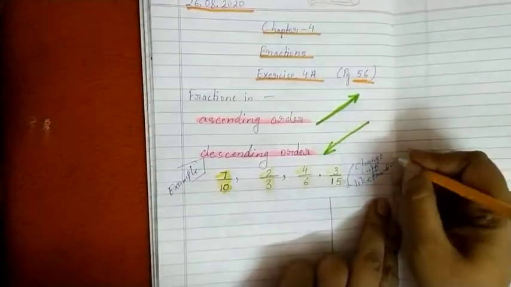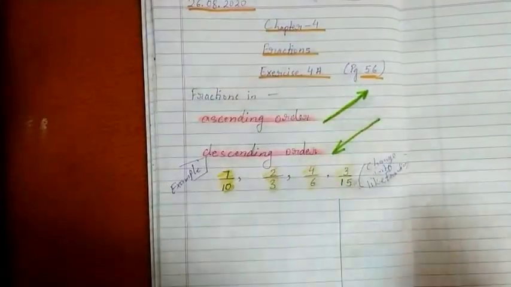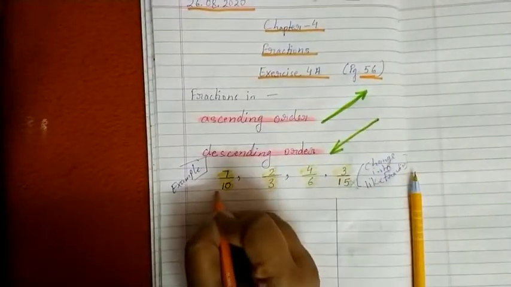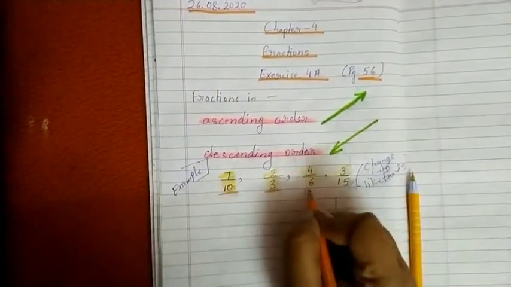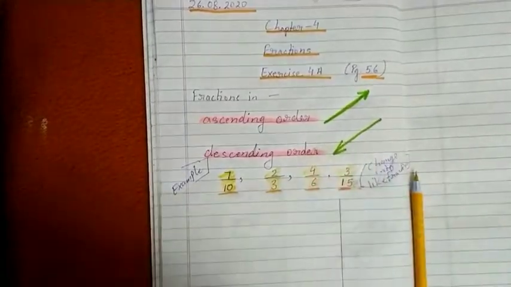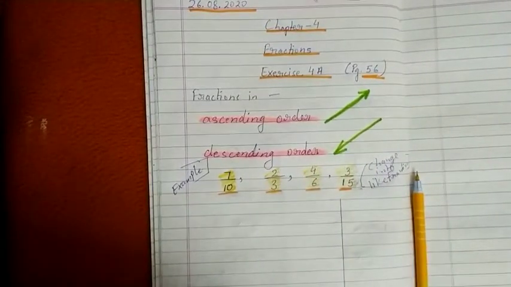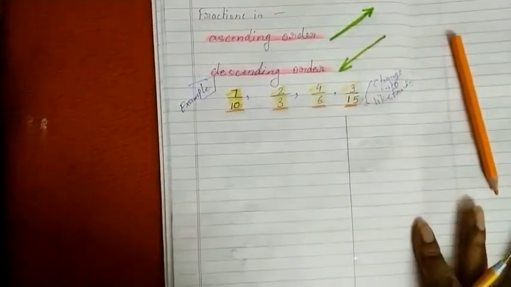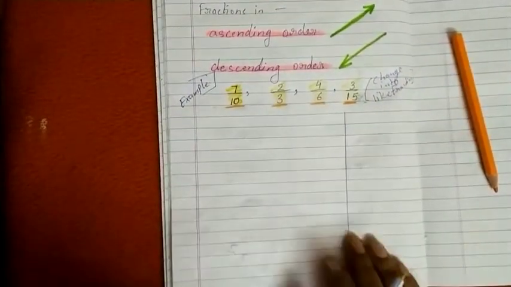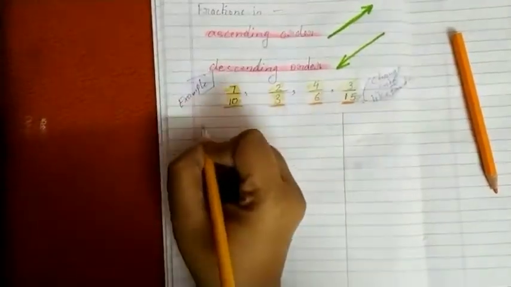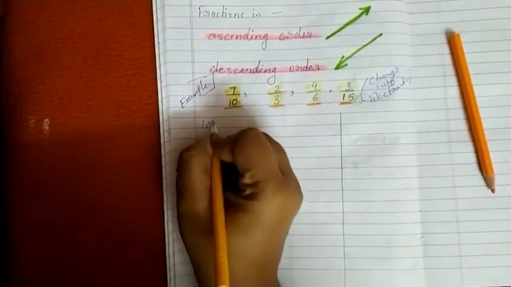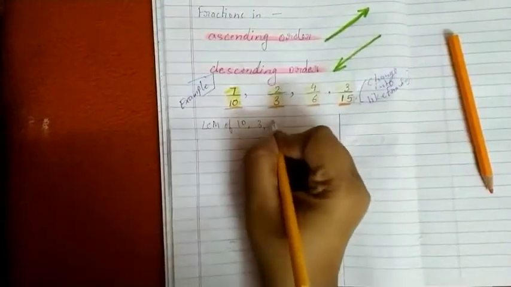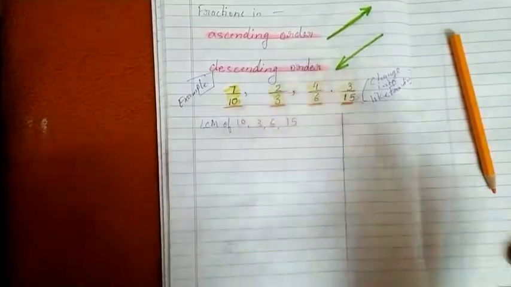Okay, now change this into like fractions. For changing into like fractions, what do you have to do, children? You have to simply make all the denominators the same. For making all the denominators the same, what do you have to do? You have to take out the LCM. LCM of what? Denominators. So the LCM of 10, 3, 6 and 15.